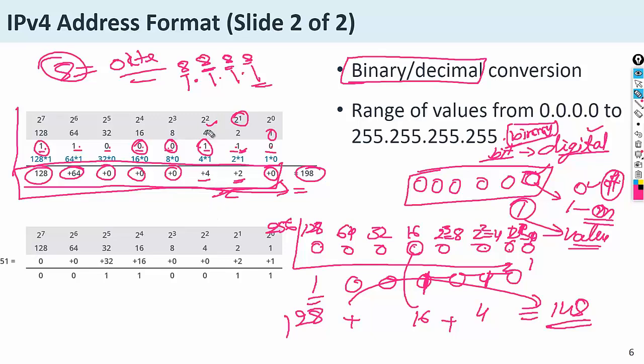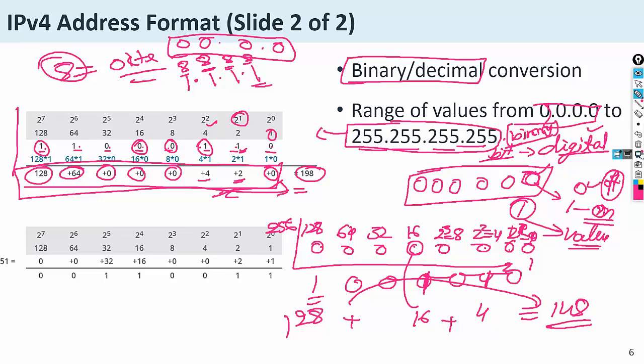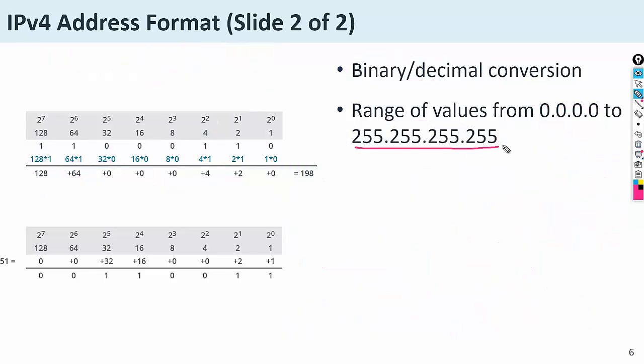Okay, the lowest value will be 0.0.0.0, and the maximum value is 255.255.255.255. This range is actually not provided to any computer. This is used for broadcast, and this is considered any. So no computer will have this IP address. This is used for broadcasting.